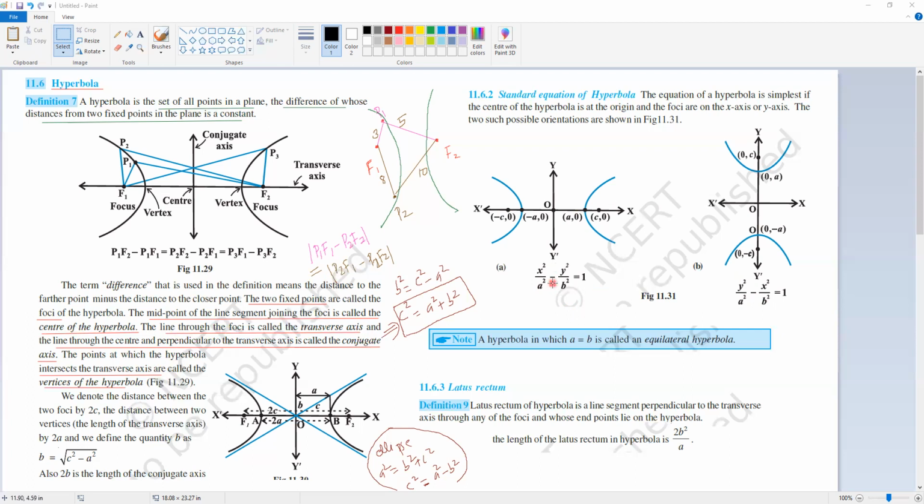You have to check whether the negative sign comes along with which one. If the negative sign comes along with y square, then the transverse axis is horizontal. If the negative sign comes along with x square, the transverse axis is vertical. So next point, whatever comes in the denominator of the positive term, that will be a square.